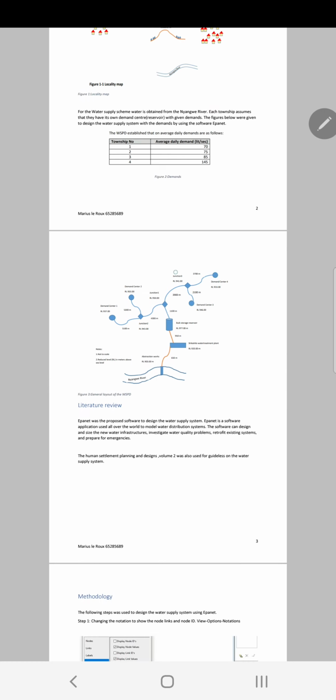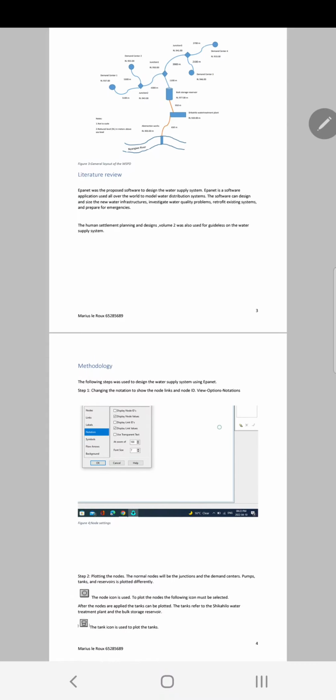Here in figure 3 we have a general layout for the water supply system, supplying from the river into the water treatment plant, and from there going to the bulk storage reservoir. We have 3 junctions and we have our 4 demand centers.